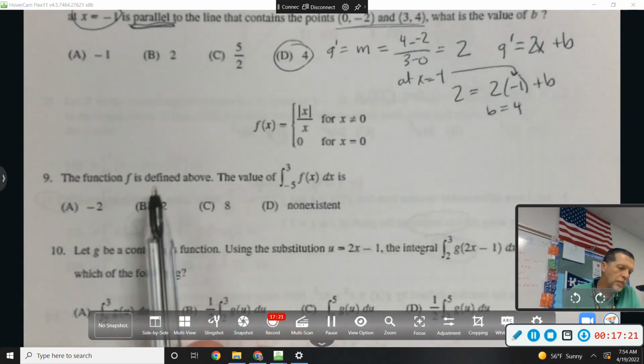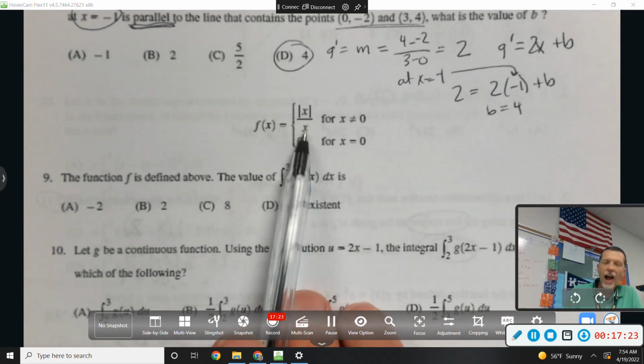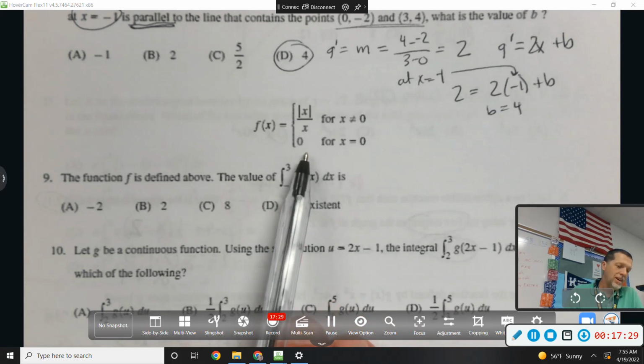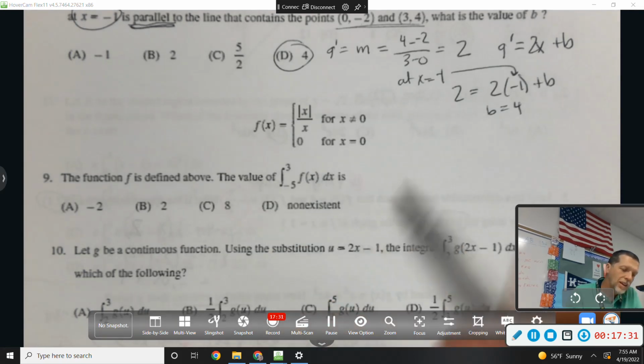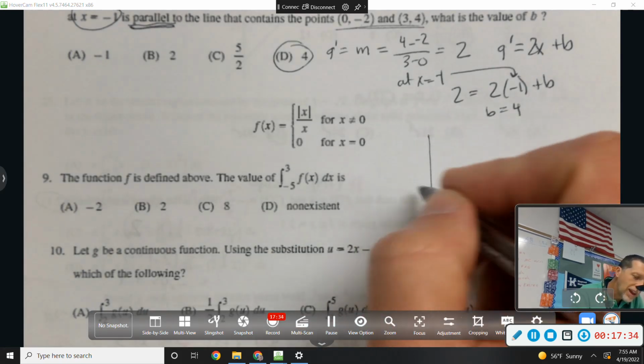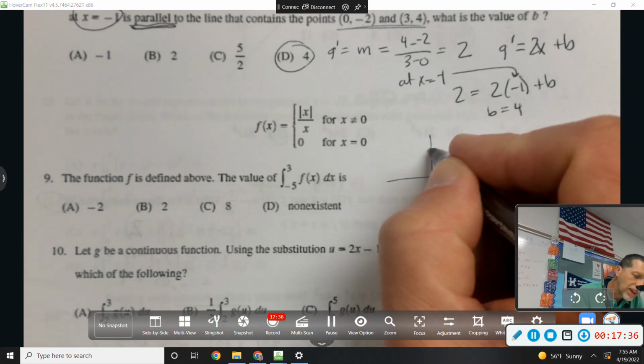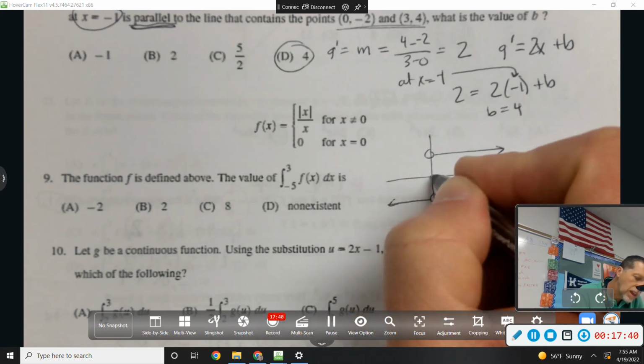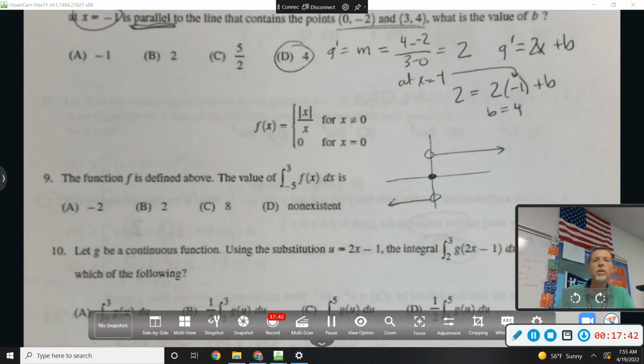Number 9. I hope you remembered, actually I put this graph on the board now that I think about it. They really like this function in AP land. And you've just got to remember what it looks like. And they put this extra one so that there'd be a point there.